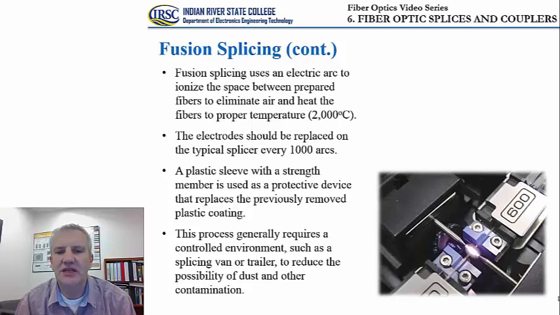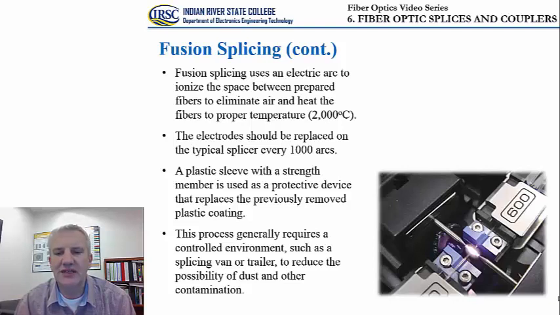Finally, after the fusion splicing is performed, you are going to use the plastic sleeve with the strength member as a protective device that you're going to put over the fusion splice that's been performed in the previous step. This process of placing the plastic sleeve over the fusion splice generally requires a controlled environment, including the actual fusion splicing.